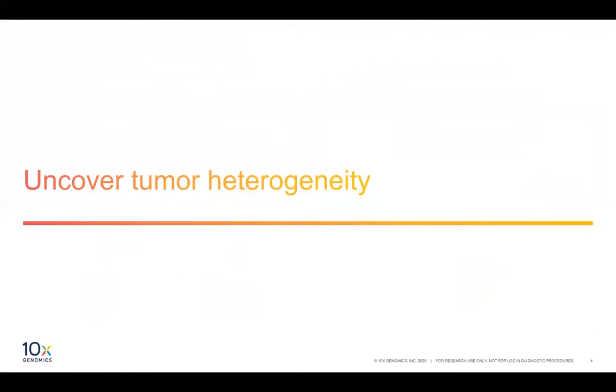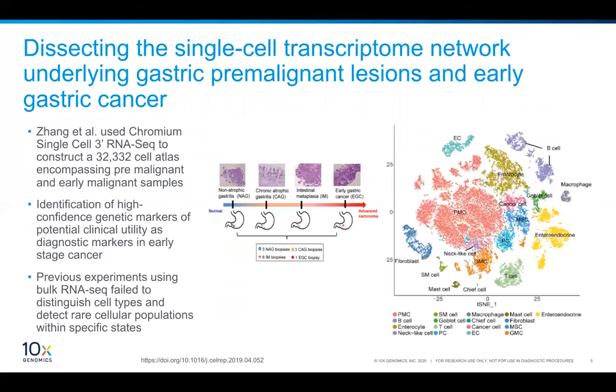So in this first segment, I'm going to showcase how researchers have used our 10x single-cell gene expression and spatial transcriptomic solutions to reveal tumor heterogeneity. First are the publications in Cell Reports from Tsinghua University in China. The authors constructed a single-cell network of pre-malignant lesions in early gastric cancers. They studied the transcriptional landscapes of various cell types across the lesions.